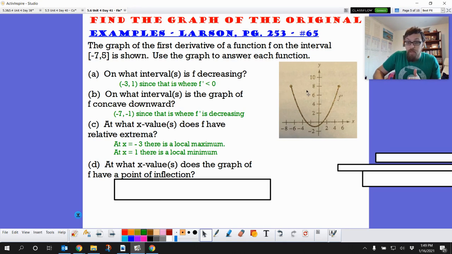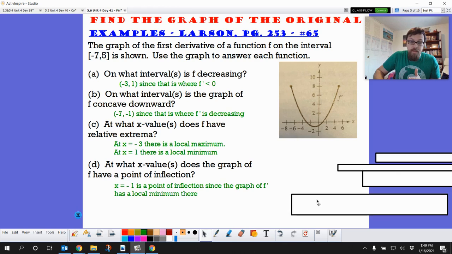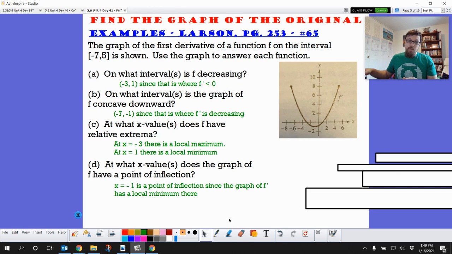So we want to say, okay, well, when is the slope of this line being 0? So right there. So at x equaling negative 1, there's a point of inflection, since the graph of f prime has a local minimum right there.